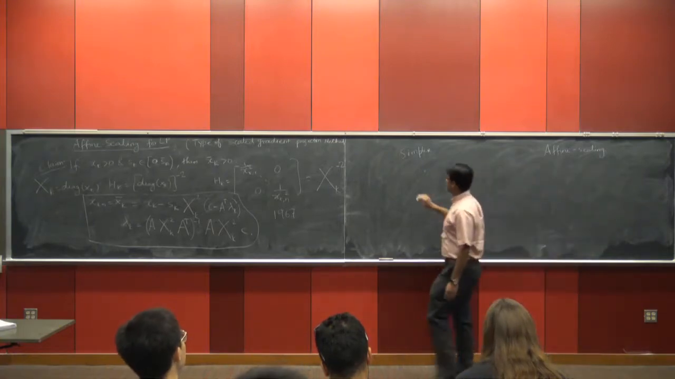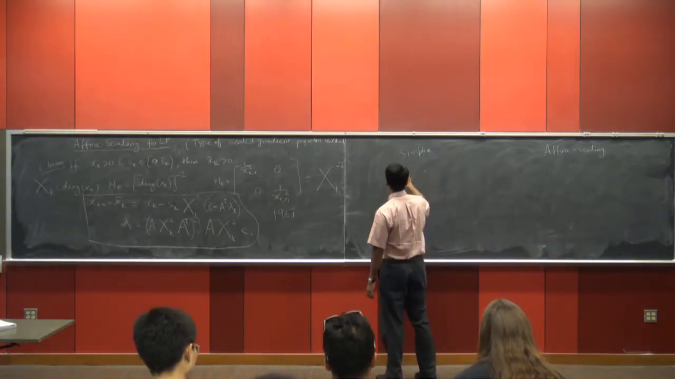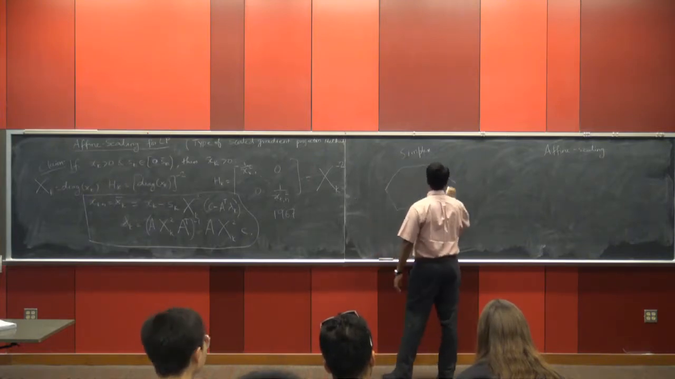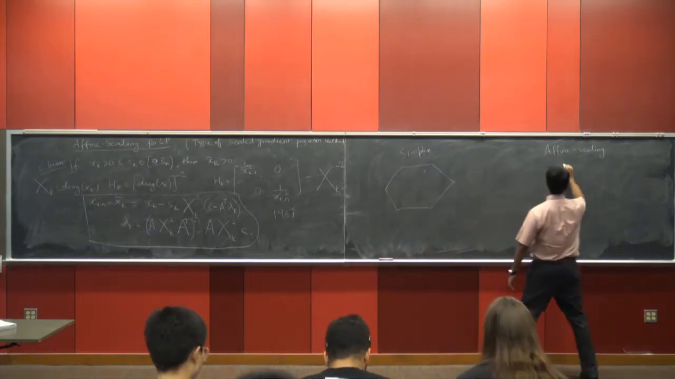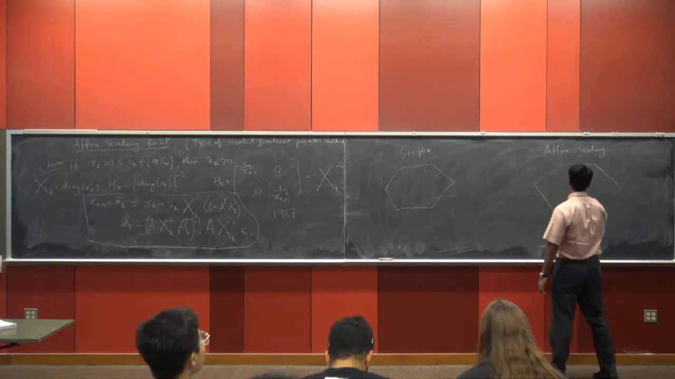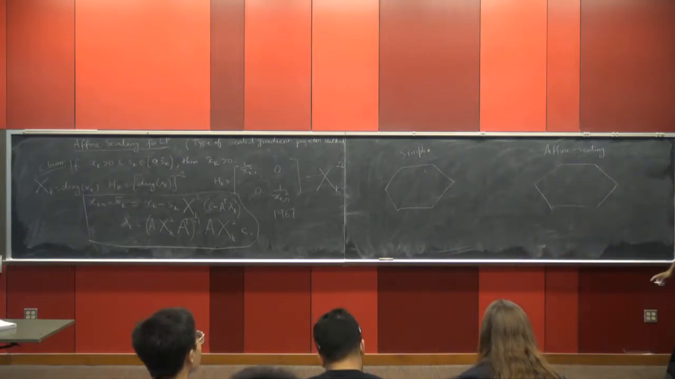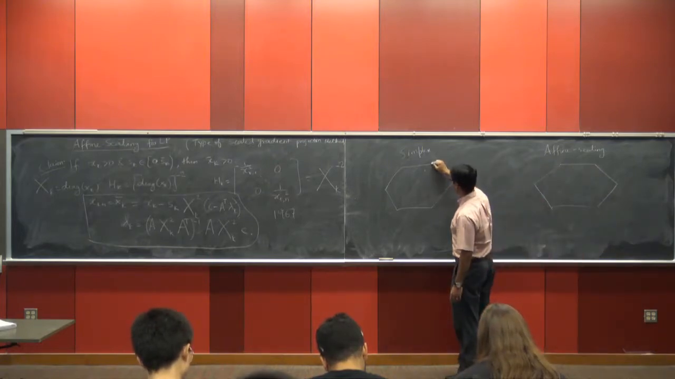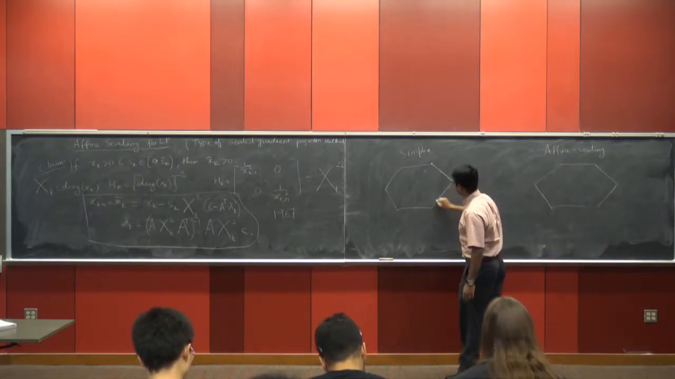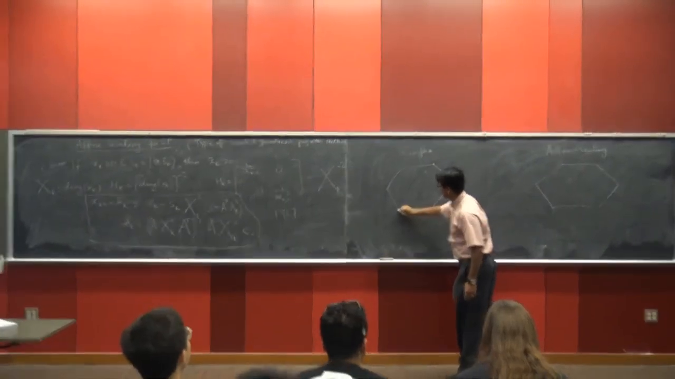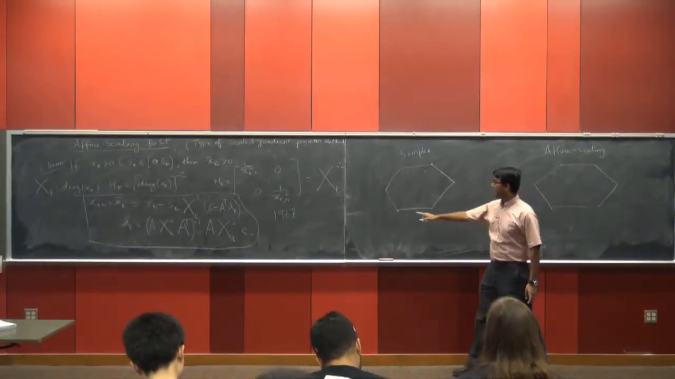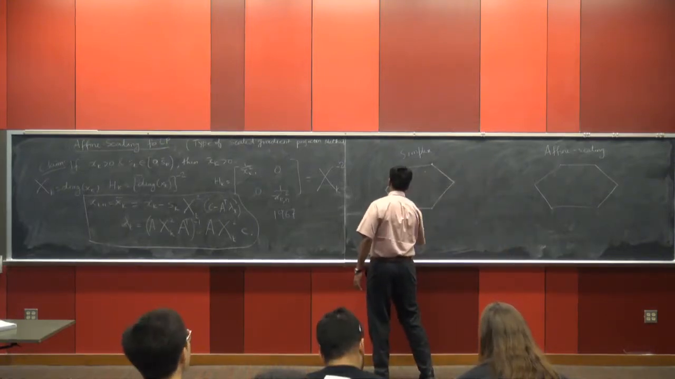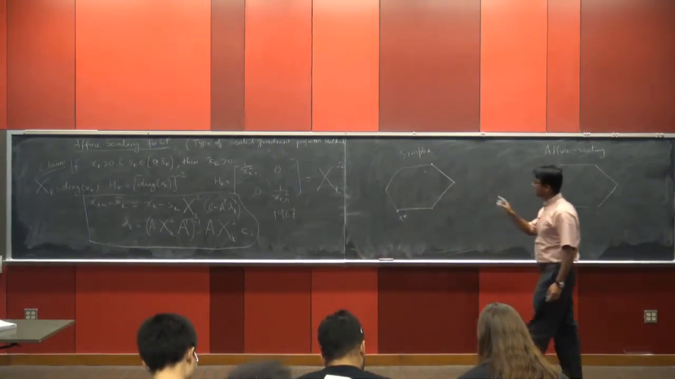So in simplex, your idea is you have this constraint set, and in affine scaling, you also have a similar constraint set. In this case, the idea is if I start from this point, I'm going to jump from one vertex to another, until I reach the minimum. Okay? So this is my X star. This was the idea in the simplex method.